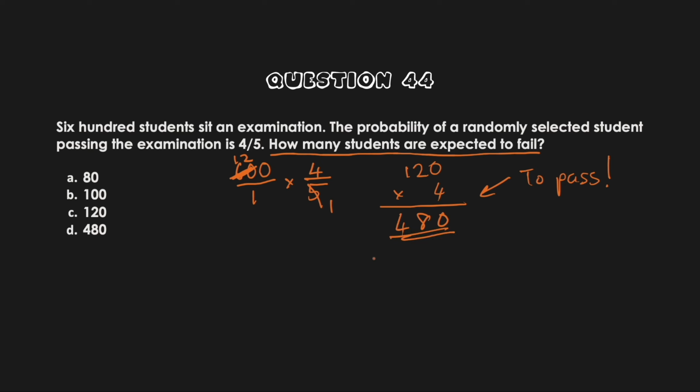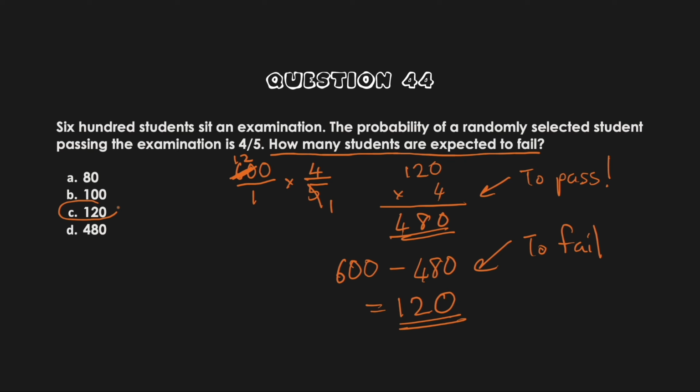So to fail, that must mean 600 take away 480 is expected to fail. So if we work this out, we will get 120. Alright, so our answer is 120.